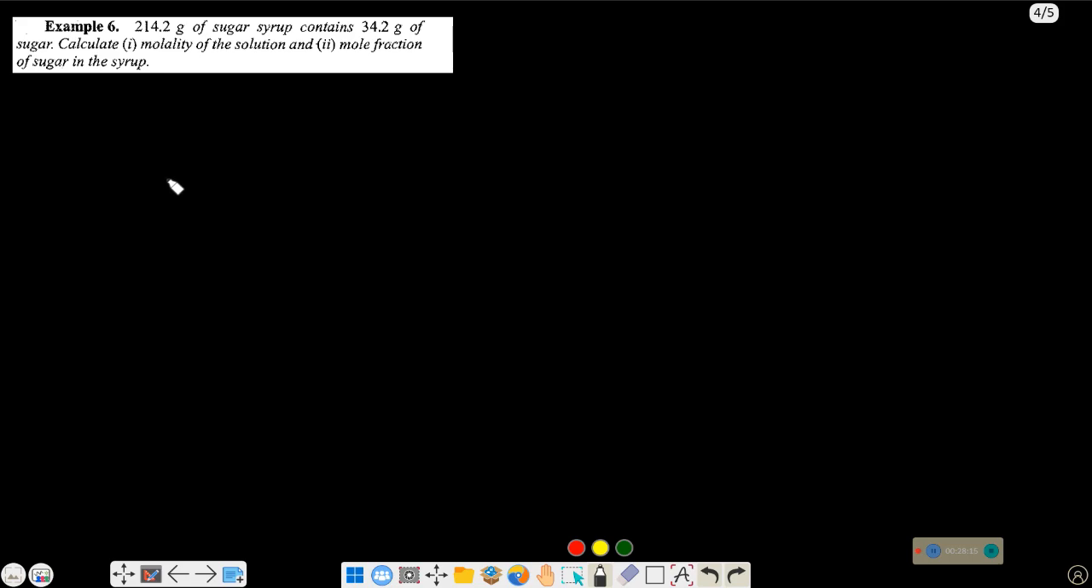Now let's do one simple problem. Here in this problem it says 214.2 gram of sugar syrup contains 34.2 gram of sugar. Calculate the molality of the solution and the mole fraction of the sugar in the syrup. So according to the question, let me draw the figure.